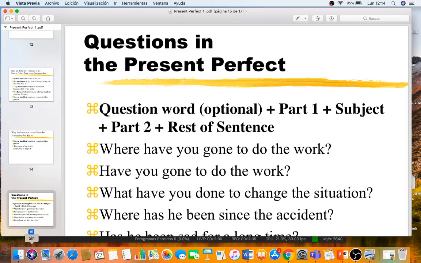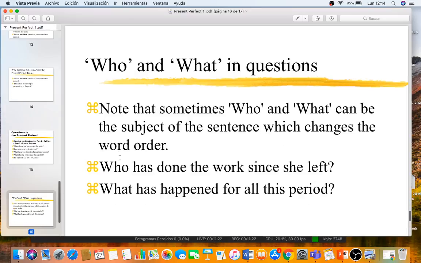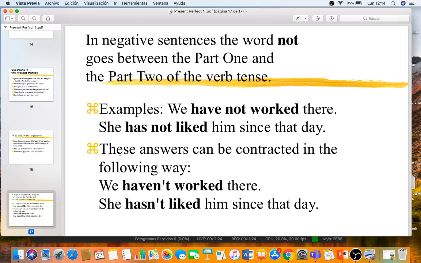In questions, as we said, we have the auxiliary have or has, the subject, and then the past participle of the verb. And if you need more information, if you don't want yes/no questions as we have here, we can use a WH word before the auxiliary. Okay? And in the case of negatives, we just need to use the word not after have or has and then the past participle of the verb, right?